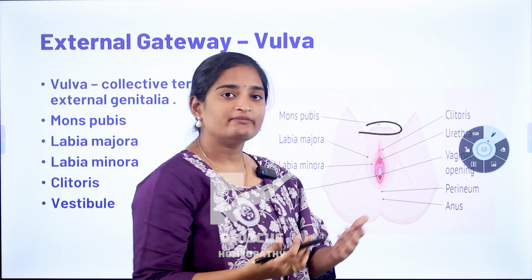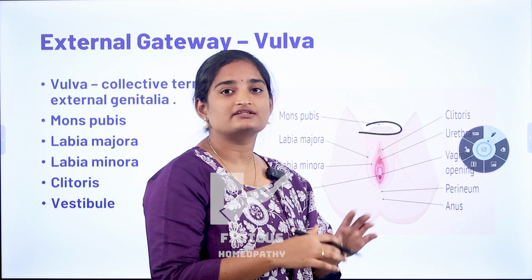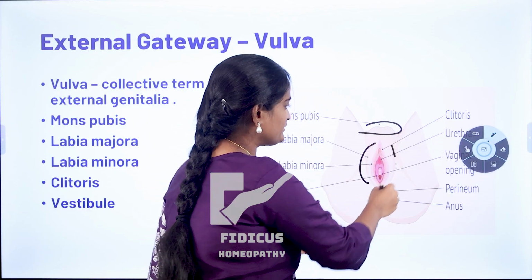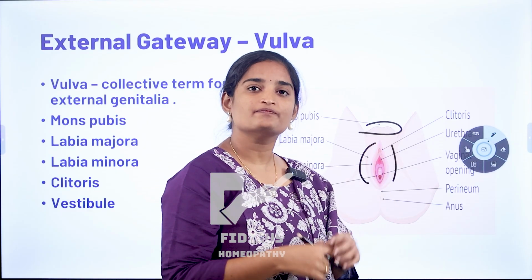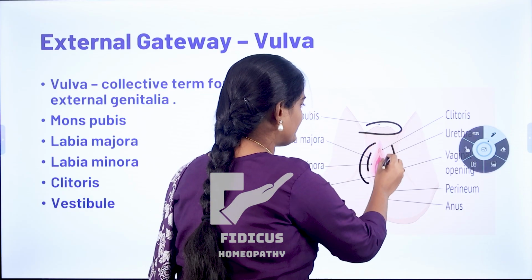Labia majora. Labia majora are the large fleshy folds. These labia majora help in the protection of internal structures like the urethral opening and vaginal opening. These structures are called the labia majora. Labia minora are thin fleshy folds. These also protect the openings of the urethra and vagina. These structures are called the labia minora.